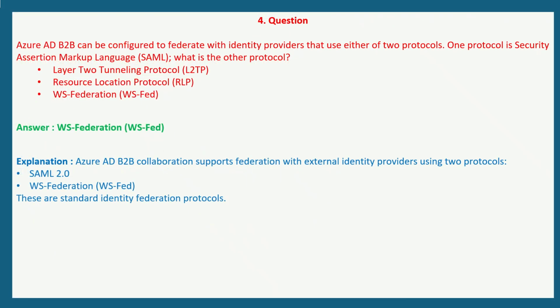Question number 4. Azure AD B2B can be configured to federate with identity providers that use either of two protocols. One protocol is Security Assertion Markup Language. What is the other protocol? There are three options we have: Layer 2 Tunneling Protocol, Resource Location Protocol, WS-Federation. The correct answer is WS-Federation, that's called WS-Fed. Azure AD B2B collaboration supports federation with external identity providers using two protocols, that is SAML 2.0 and WS-Federation. So these are the standard identity federation protocols.